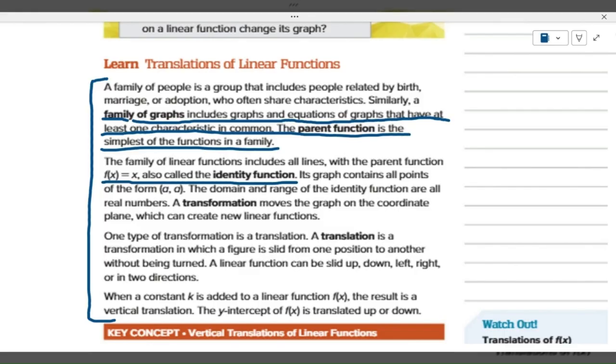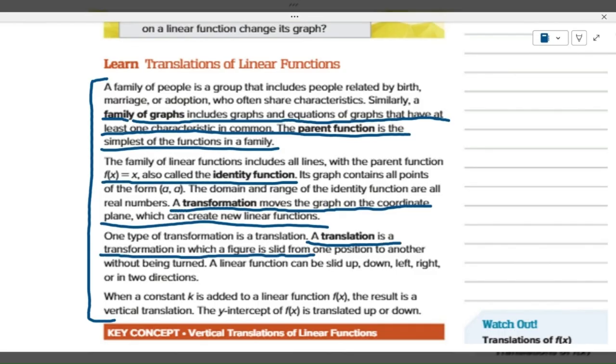Okay, next part, I want you to underline a transformation. A transformation moves the graph on the coordinate plane, which can create new linear functions or new lines. Next paragraph down, I want you to underline a translation is a transformation. So this is a type of transformation in which a figure is slid from one position to another.